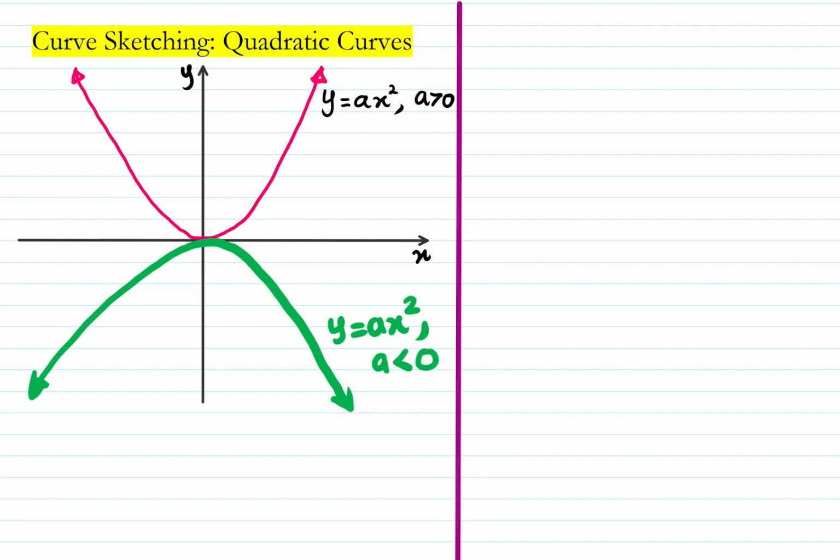Of course, when a is 0, the function will not exist. I mean, this function is a 0 function. So this is the first case. Let's look at the second case.